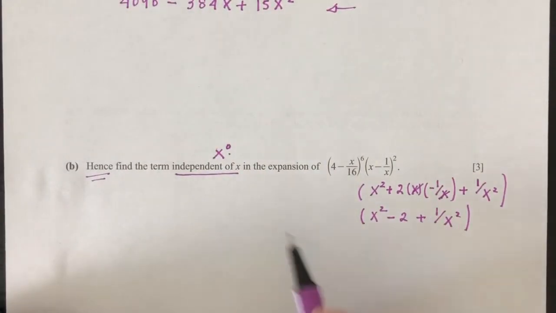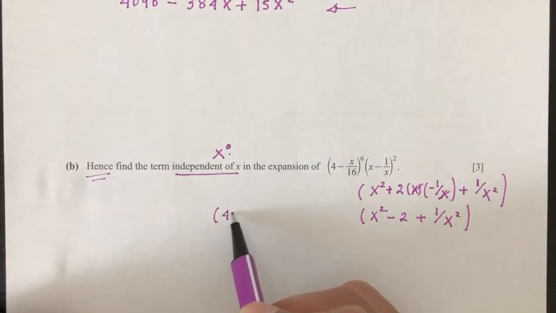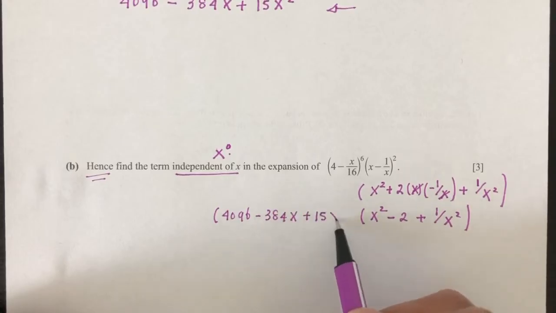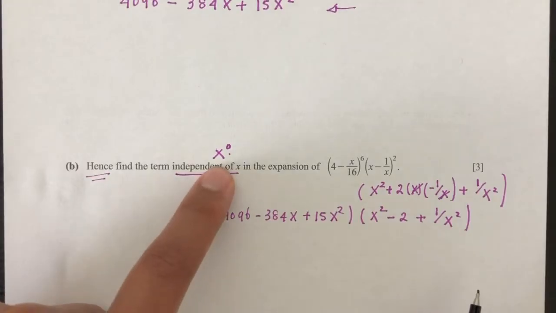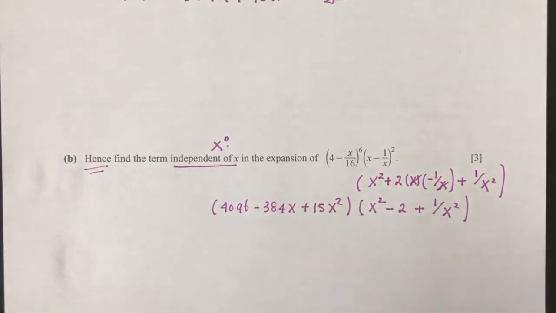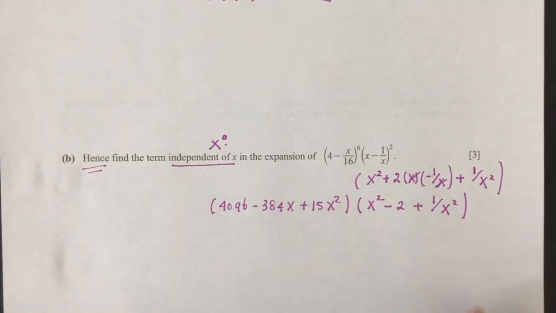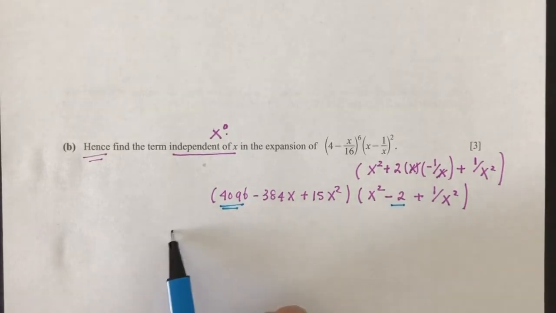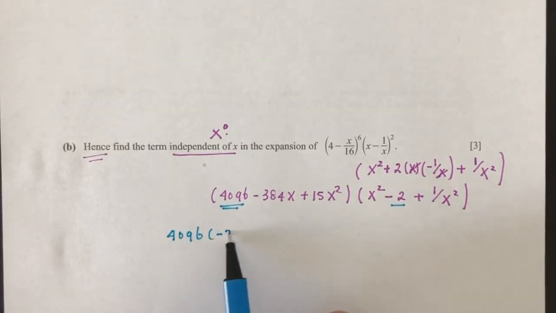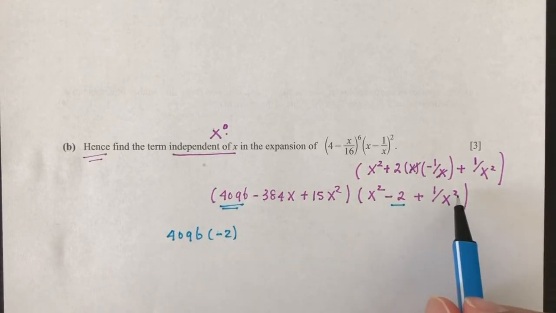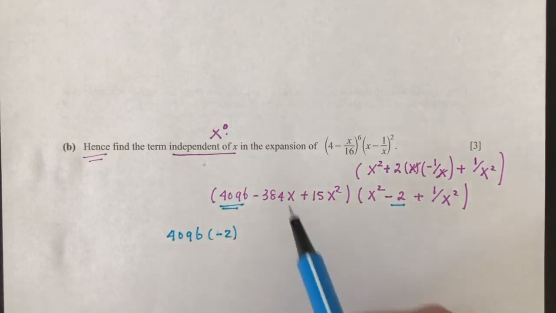So what are the first 3 terms? The first 3 terms of this were 4096 minus 384x plus 15x squared. So what will be the term without x? Here we can just be selective, not expand everything, because you just need to find the term without x. If you take this first term, multiply by this one, it will be without x. So 4096 times minus 2. How about this one? If you take this term, can you multiply by something? No, so it will not be possible.